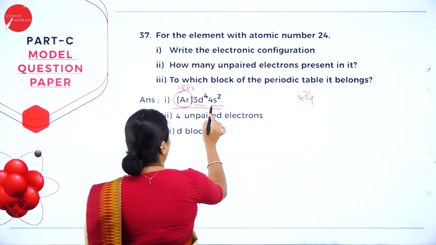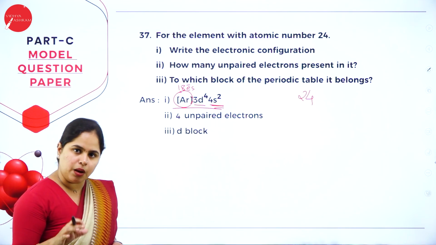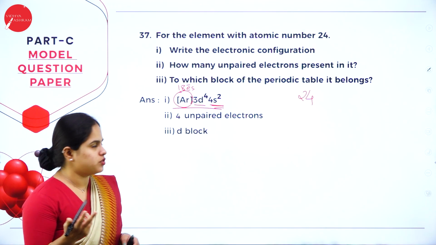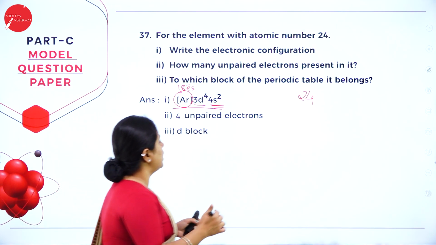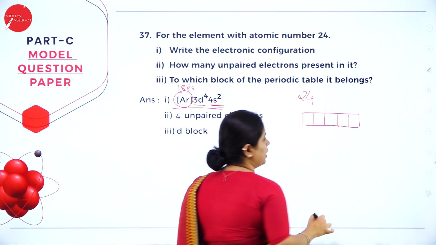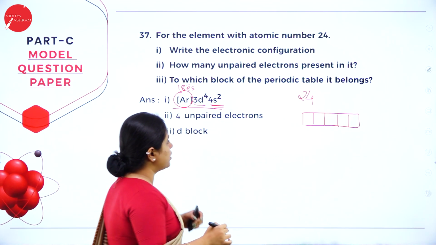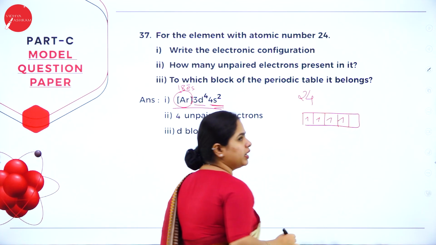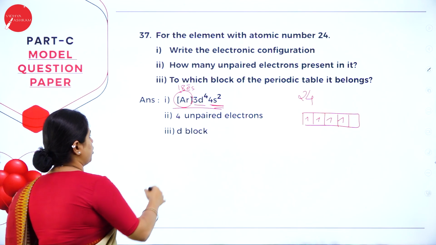As you can see, in 4s2 the s orbital is completely filled. The s orbital can hold how many electrons? 2 electrons. So that is already filled. Now let us see the d orbital. 1, 2, 3, 4, 5. There are 5 d orbitals. How many electrons are there? 1, 2, 3 and 4. So how many unpaired electrons are there? 4 unpaired electrons are there.